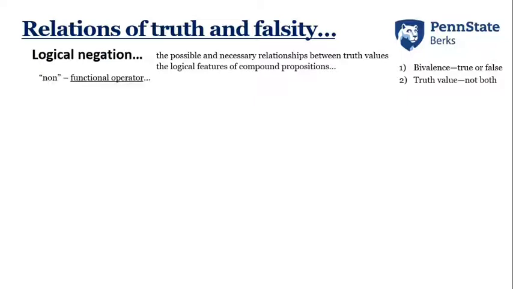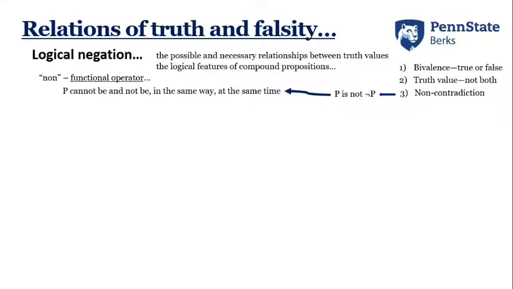So let's look at logical negation, and we'll look at the functional operator as non. To do this, we'll look at the third principle, which is the principle of non-contradiction. Now, I start to use some symbols here just because it's in all likelihood something that you're going to see in a particular text. So that little sideways L is a negation of whatever that is. So here we'd say, P is not P.